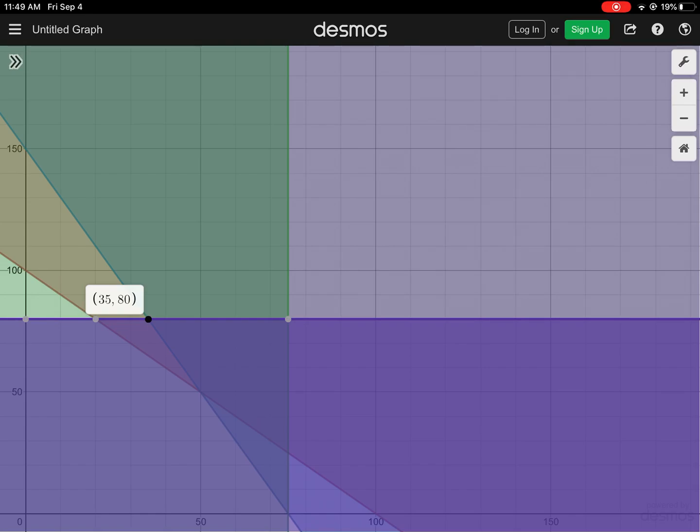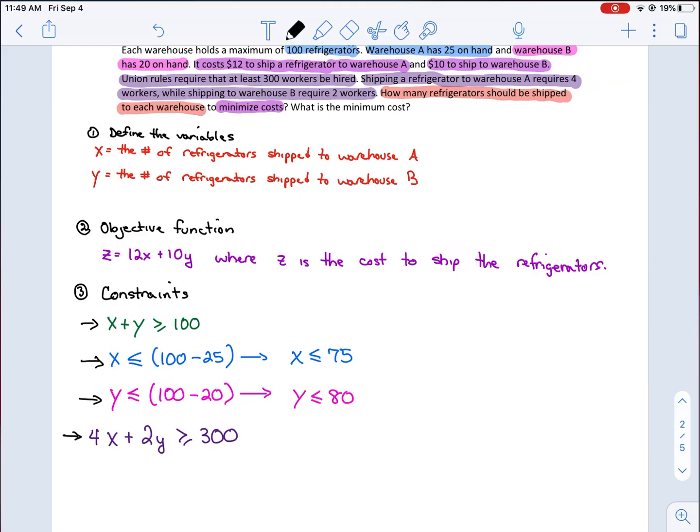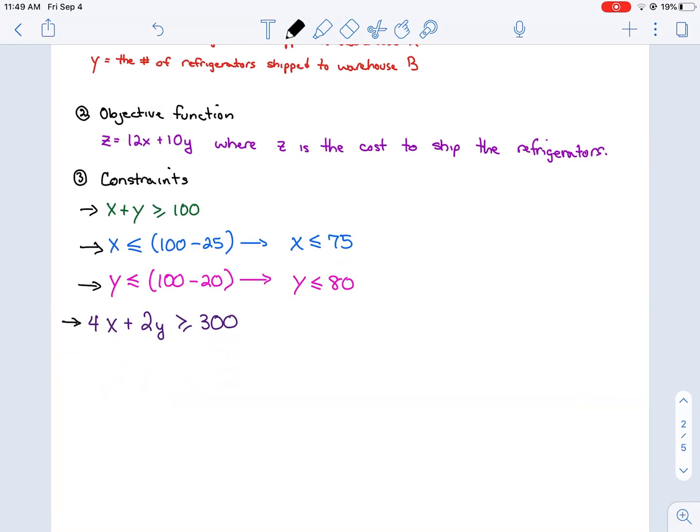The first corner is (35, 80). The next corner is (75, 80). Then we have (50, 50). And finally, (75, 25). So again, the feasible region is going to be the darkest shaded region that you see here. Okay, so now that I have all 4 corners, I'm going to go back into the notes. So we have the corners as the following.